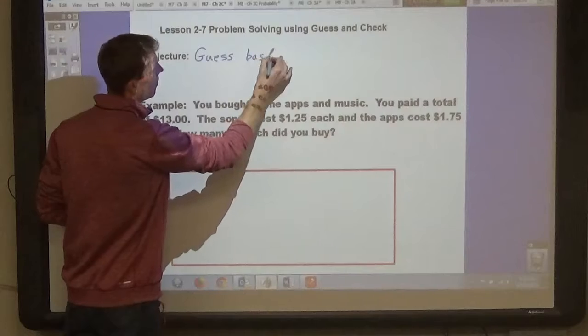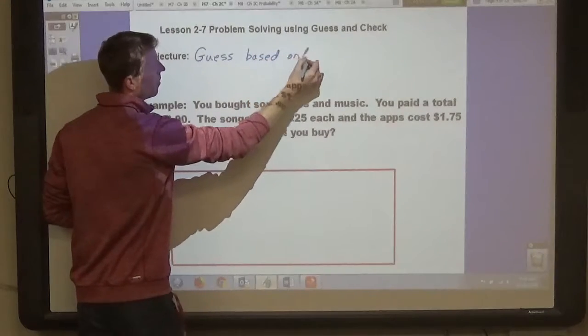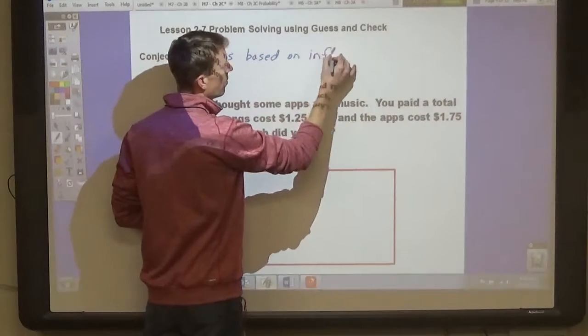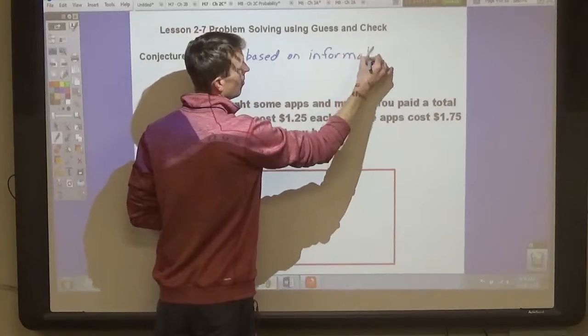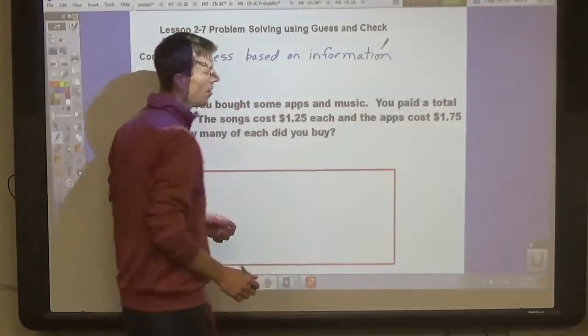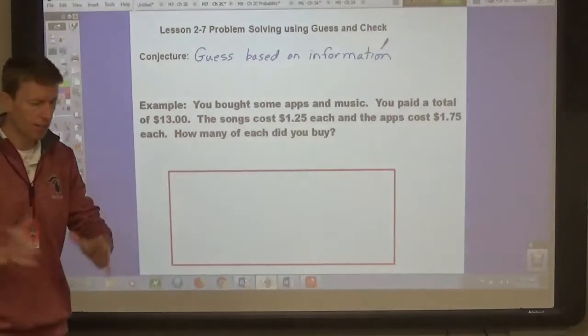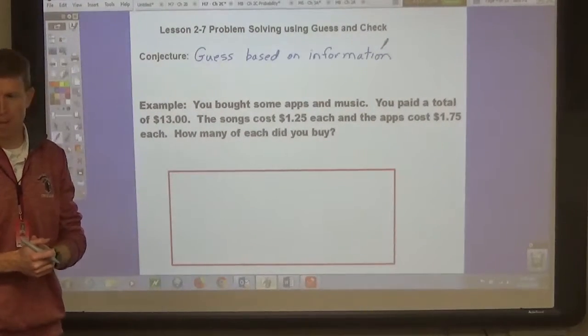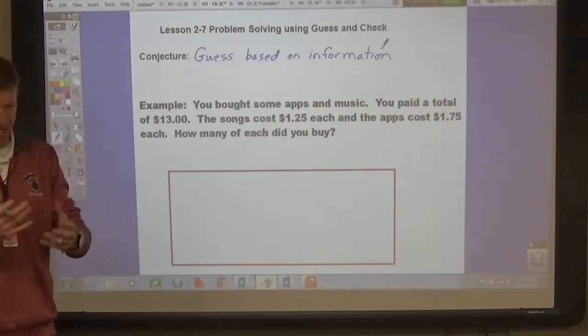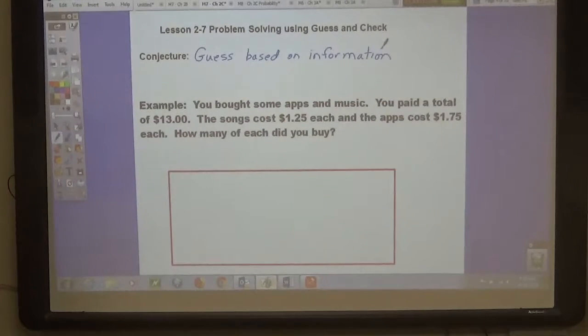It's a guess based on information. In other words, we have to get some knowledge first, not just make a wild guess, a completely random guess, but make a guess based on some information, based on what the problem is telling us.